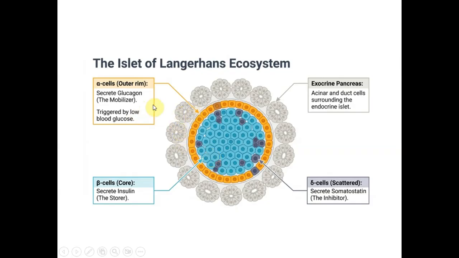Glucagon has the opposite action compared to insulin. Then you have the delta cells, scattered in the rim, and they secrete somatostatin, which is the inhibitor. The exocrine pancreas has acinar and duct cells surrounding the endocrine islets. So this is the ecosystem of the islets of Langerhans, and by the action of these cells, the blood glucose levels are regulated.